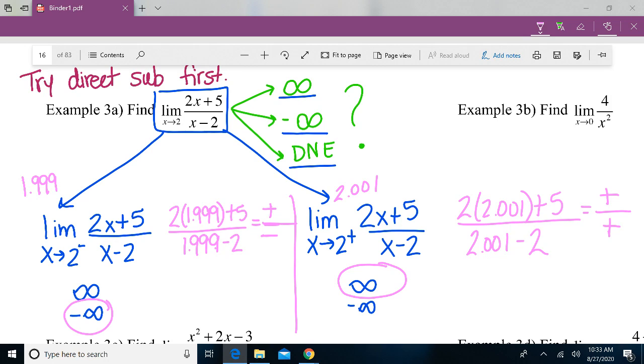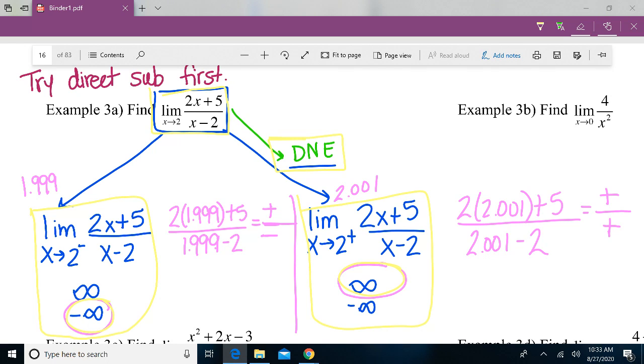So if the limit as x approaches 2 from the left is negative infinity, and the limit as x approaches 2 from the right is positive infinity, positive infinity and negative infinity are not the same. So then the limit as x approaches 2 of the overall function does not exist. So we have answered our question. We can say that the limit as x approaches 2 of that function does not exist.